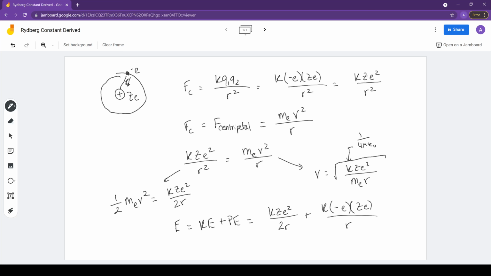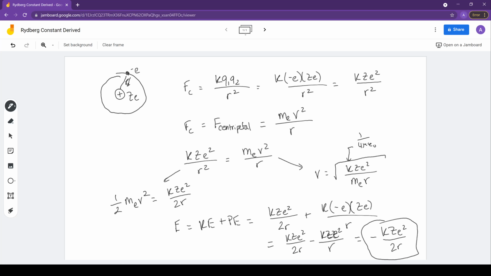And this is exactly what we want at the end. We want to find a closed equation for the energy levels of the electrons in a hydrogen atom or an isoelectronic atom or ion to the hydrogen atom. So if we combine these two things, this is K times Z e squared divided by 2r minus K times Z e squared divided by r. And this gets us minus K Z e squared divided by 2r. So this equation is exactly what the energy levels in our hydrogen atom will be.